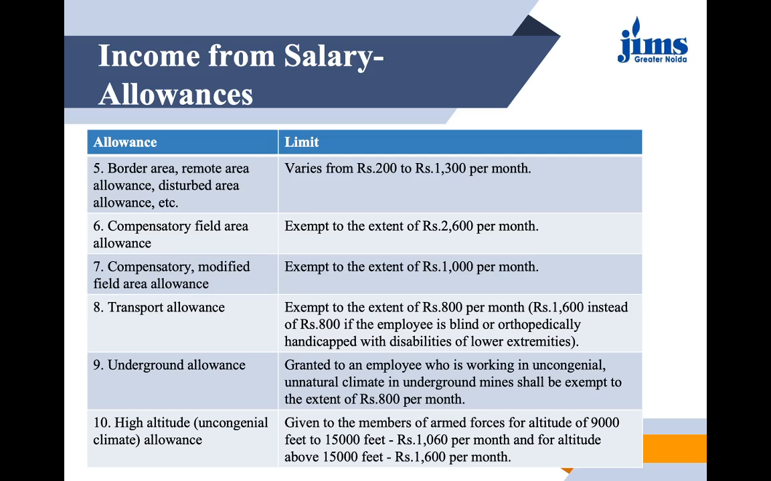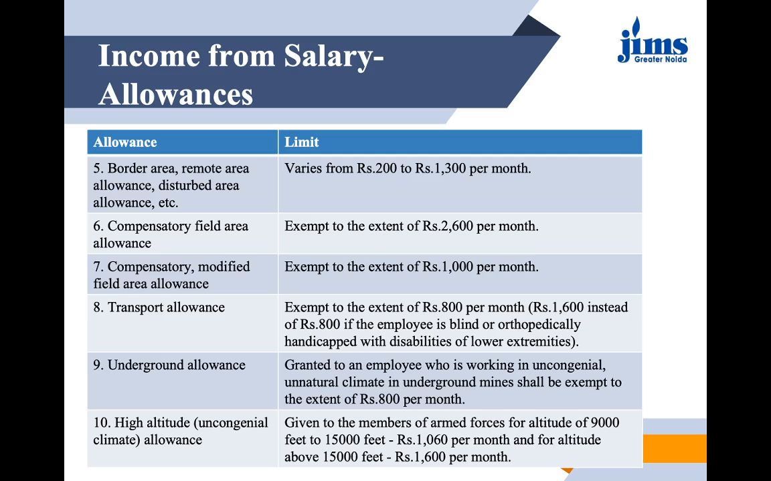Then we have compensatory field area allowance. It is exempt to the extent of rupees 2,600 per month. Suppose a person is receiving 3,000 as compensatory field area allowance, so he is not supposed to pay tax for the 2,600. The rest 400 will be added to the taxable income. Then we have compensatory modified field area allowance. It has a lesser limit, that is, it is exempt up to an extent of rupees 1,000 per month.